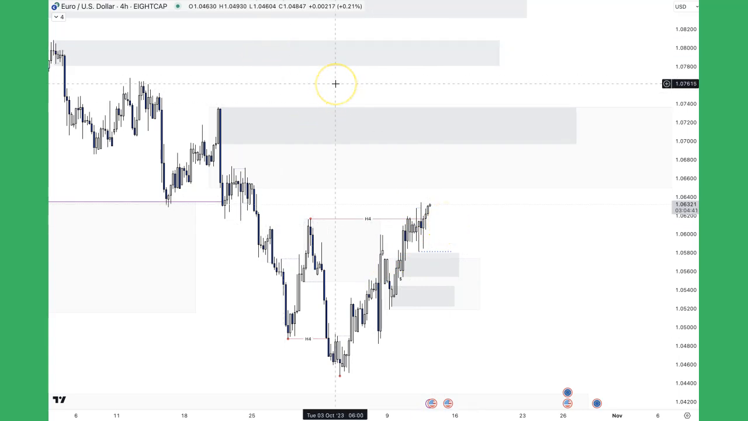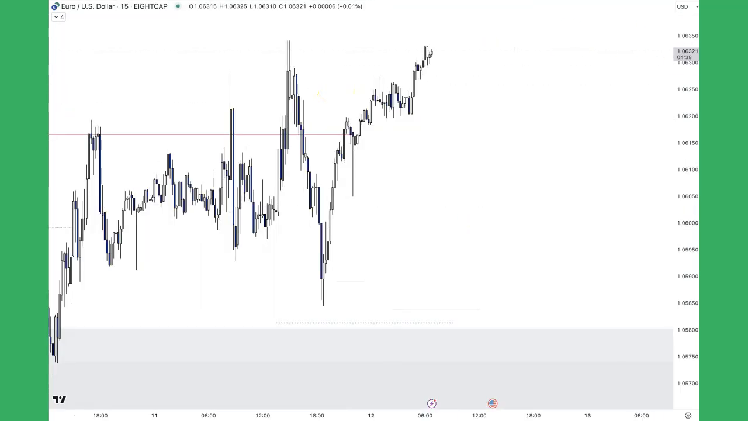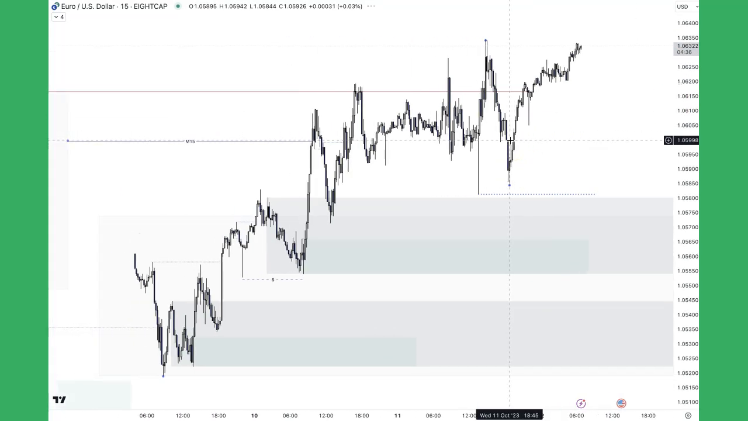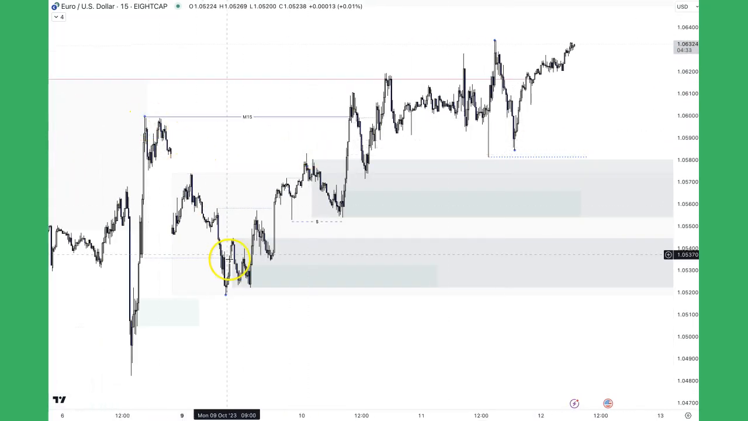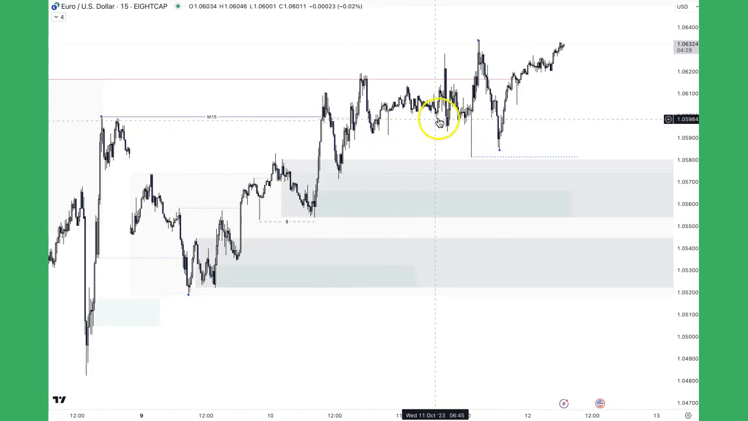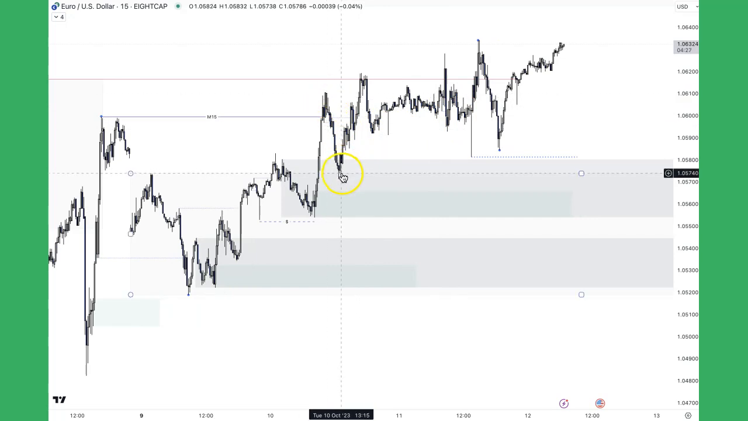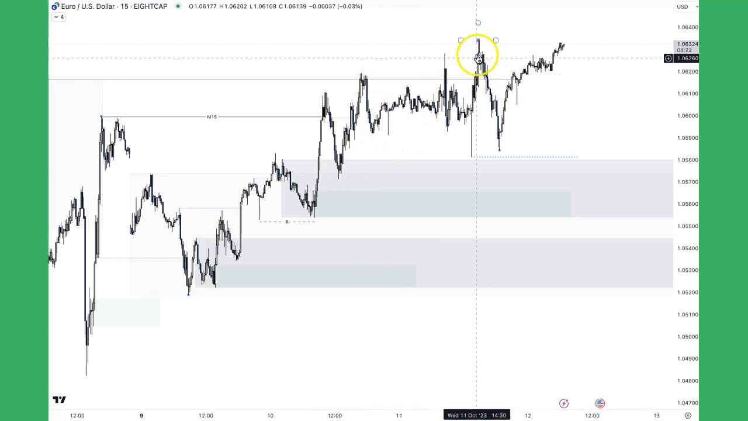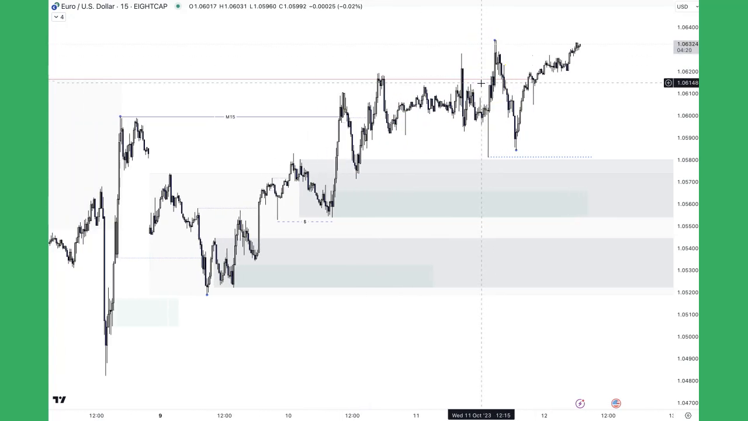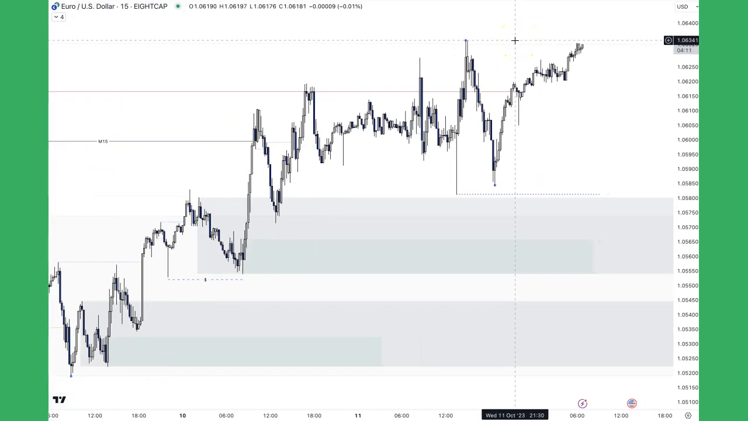If we look at the M15, this is where we are. So this is my break of structure over here. You could mark this also as a break of structure, and thereafter we can mark this as a break of structure. But currently I'm just looking at possibly this as a significant pullback. So once we break above this, then I would think that we've had a bullish break of structure.